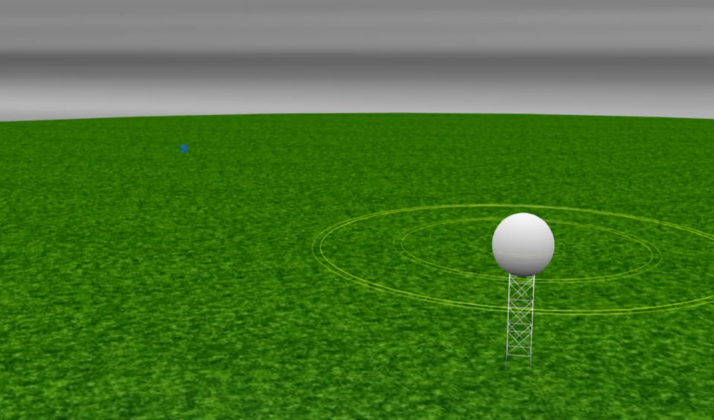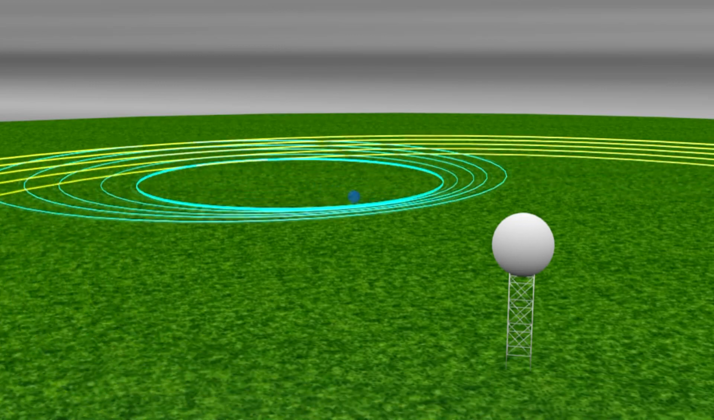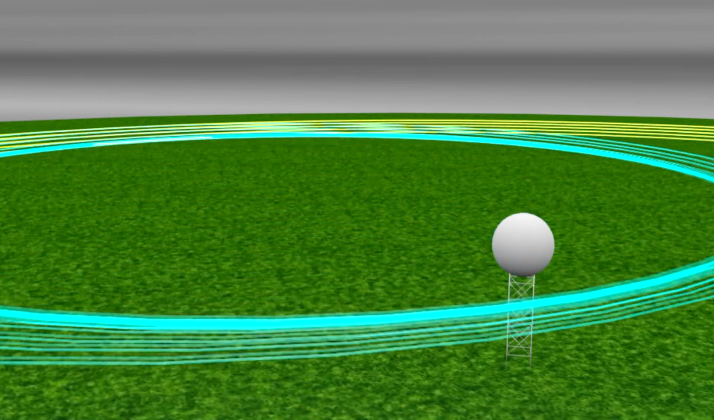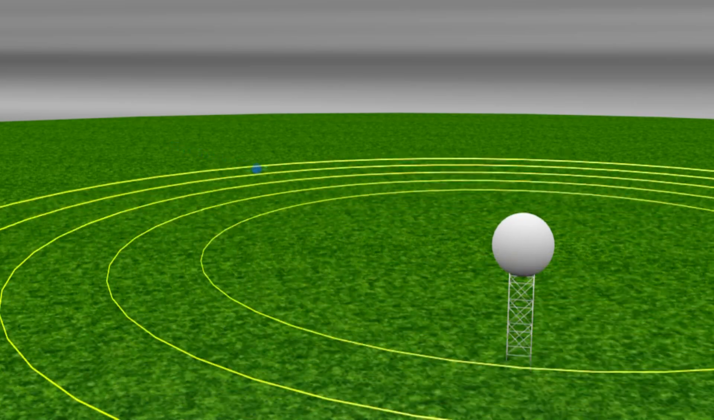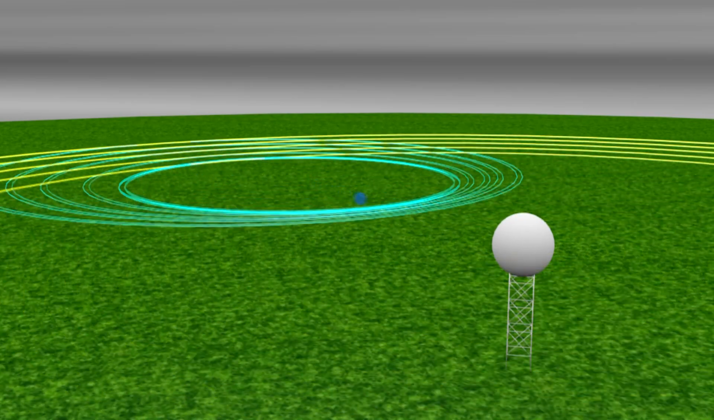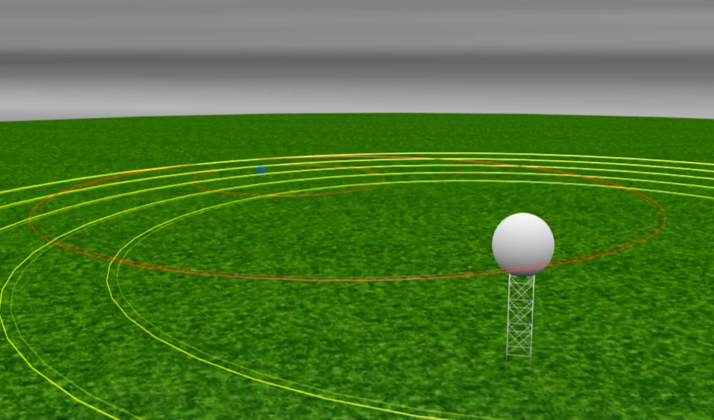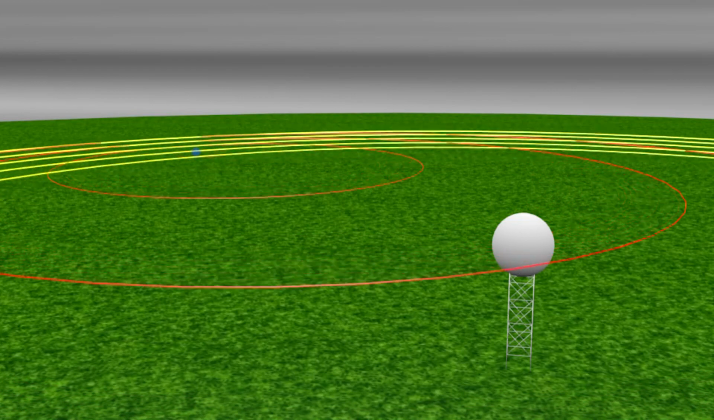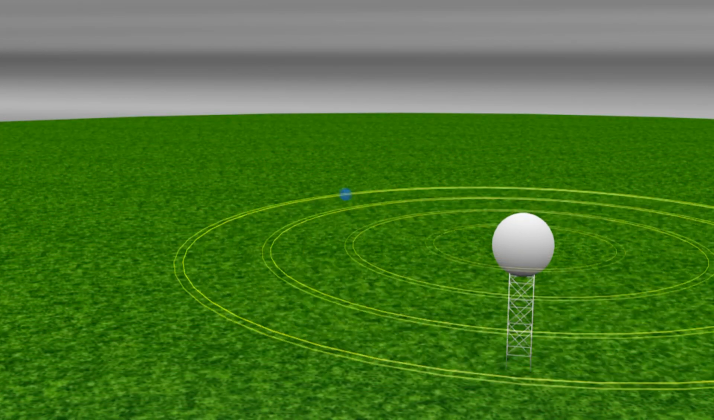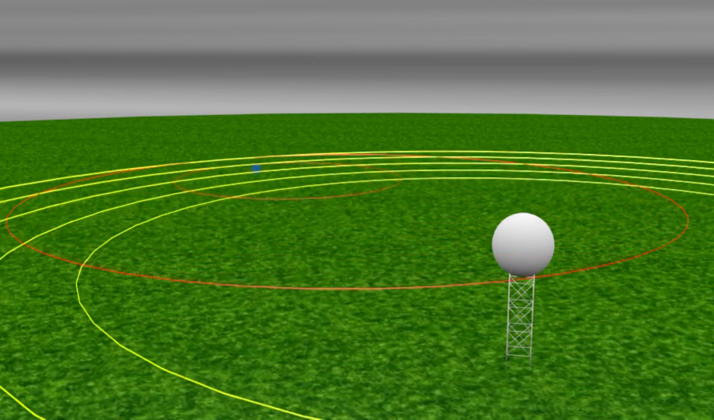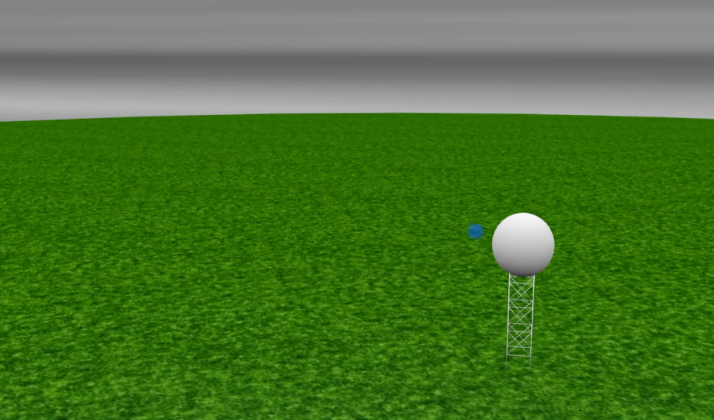If the raindrop is moving towards the radar, the reflected radio waves have shorter wavelengths than the radio waves emitted by the radar. The speed of the raindrop can be determined by comparing the wavelengths of the reflected and transmitted radio waves. Similarly, if the raindrop is moving away from the radar, the reflected radio waves have longer wavelengths than the radio waves emitted by the radar. And you can also determine the speed of the raindrop by comparing the wavelengths of the reflected and transmitted radio waves. This is just the Doppler effect of light.